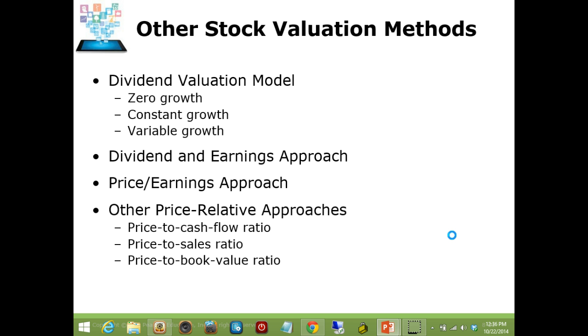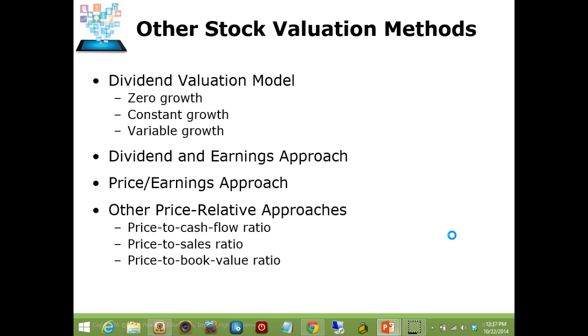All right, so here are our valuation models. These are historical models. The dividend valuation models probably won't work so well in today's environment, but the other price relative approaches will, as well as the price to earnings approach. The dividend valuation models we're going to go over. The dividend to earnings approach we're not going to go over. And the other price relative approaches we're going to talk about are cash flow, price to sales, and price to book value. These are alternatives.